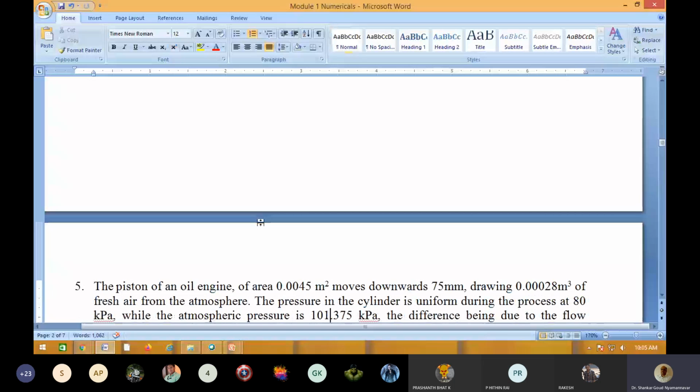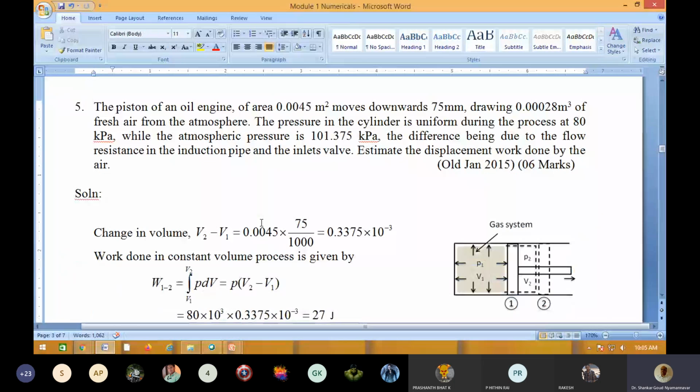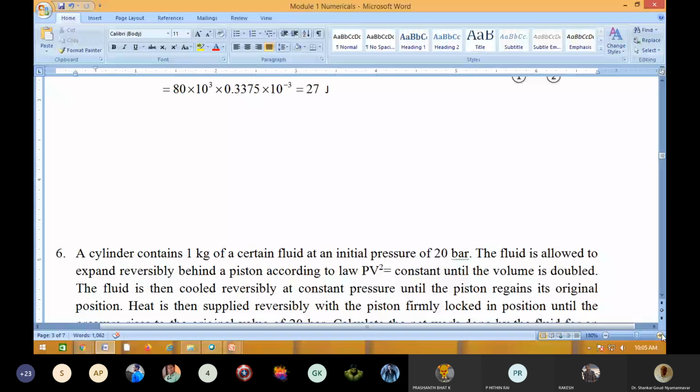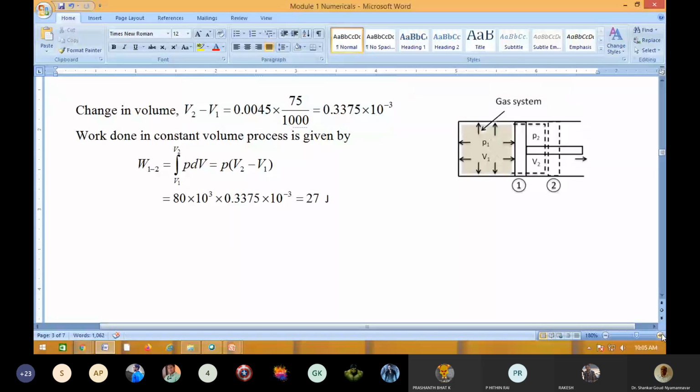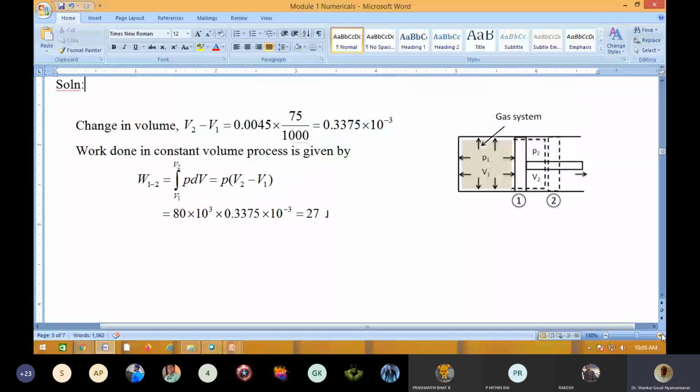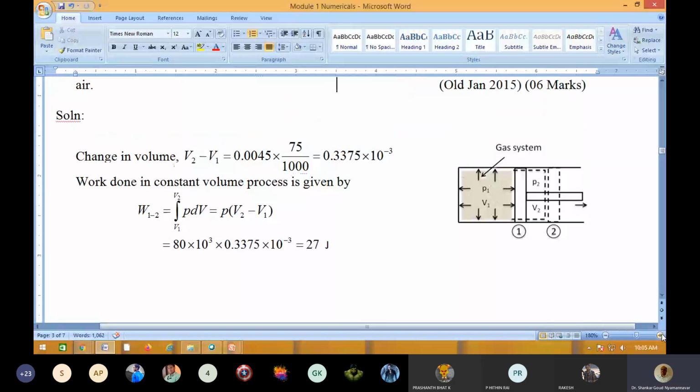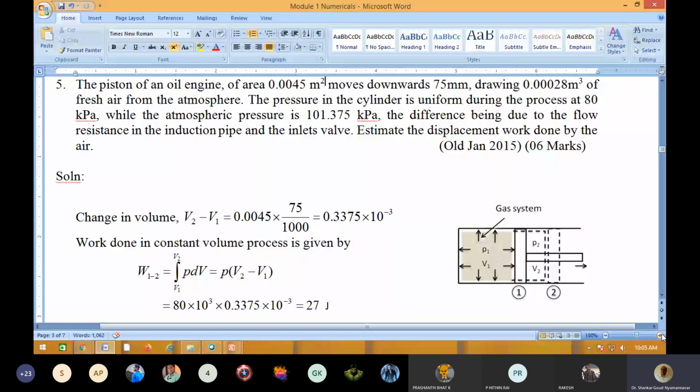Can you read this? Is it visible on your screen? The sentences are visible or they are very small? Is it visible to you on your screen? What I'm showing on the screen here? Yes, sir, this problem is visible? Okay, so I'll read this.